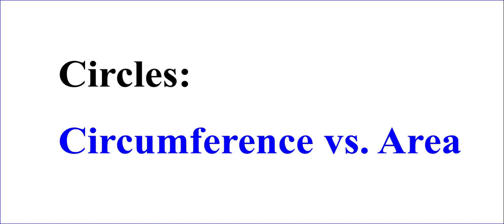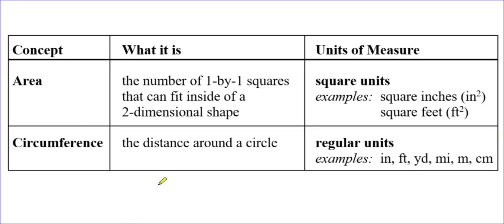Circles, circumference versus area. All right, let's talk about what these concepts are. Area is the number of 1 by 1 squares that can fit inside of a two-dimensional shape. It's going to have square units, which actually means little squares. Now, they could be square inches, square feet, square miles, square yards, whatever. However, you will see it's not just going to be written as IN for inches or FT for feet. There will be a little 2 in the corner. That little 2 means squared, inches squared, which is actually square inches.